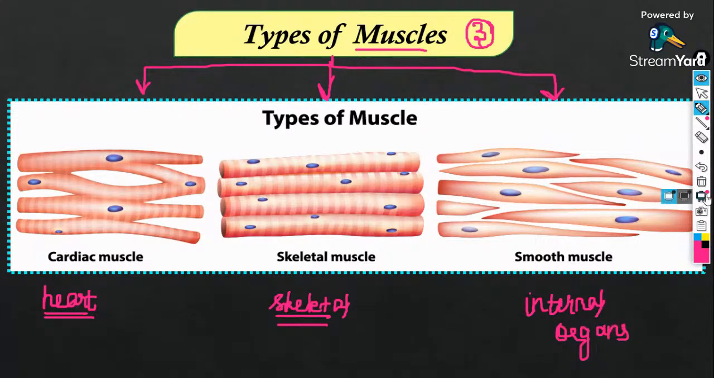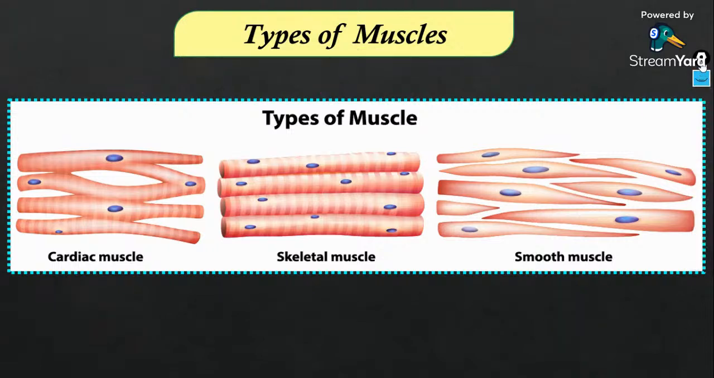Have you learned about this earlier? Striated muscles would be having striations like this. Look, you can find them over here. They have striations, and they are multinucleated as well.